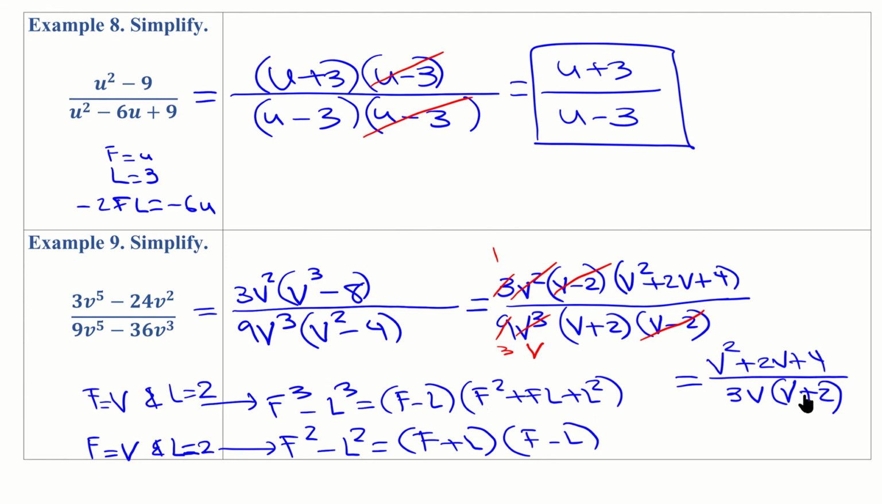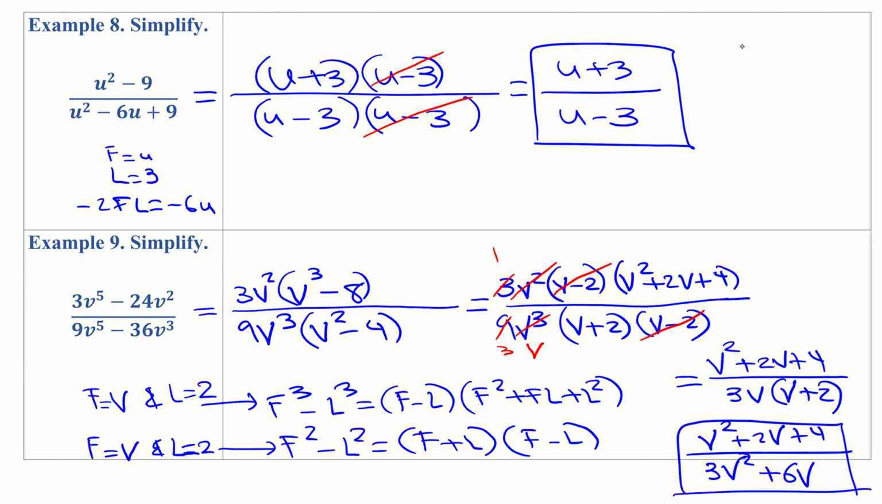So since there's no more cancellation, we can leave the problem like this and answer it, or we can distribute the 3v to make it look a little nicer. So we get v squared plus 2v plus 4 over 3v squared plus 6v, like that. Both of those are acceptable forms of the answer.